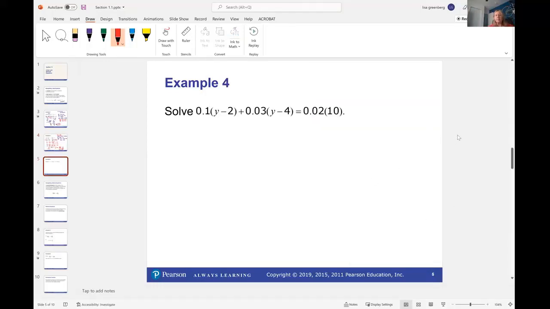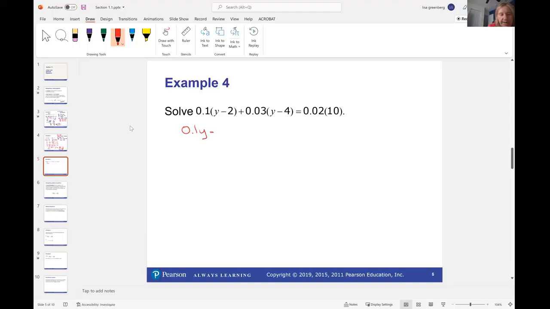Okay. And now we have decimals. So there's a couple of different ways to handle decimals. One way that you might like is, if you notice, I can get rid of the decimals. So I can do it either with decimals or without decimals. And maybe for this example, I'll do it both ways. So let's do it first with decimals. So again, I just begin, I'm going to distribute.